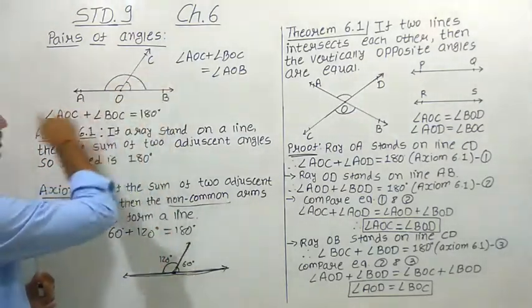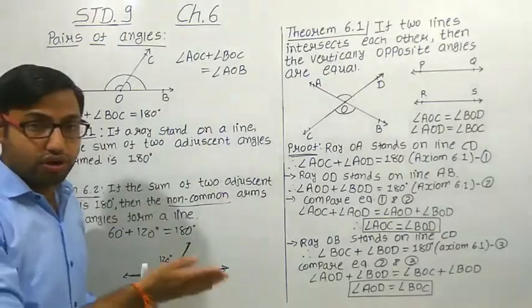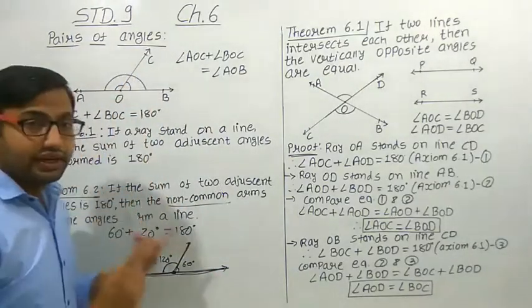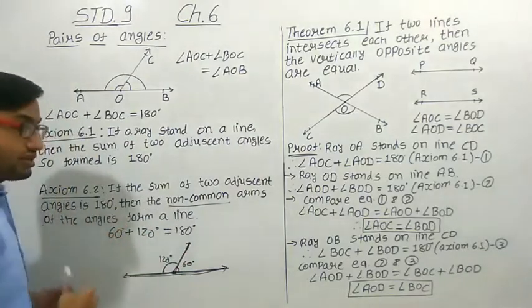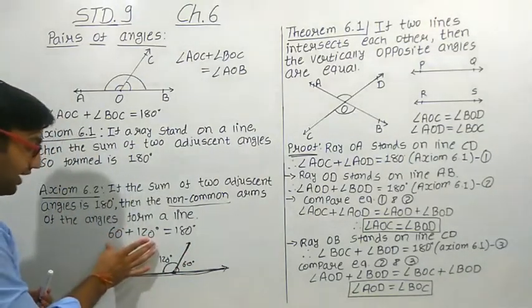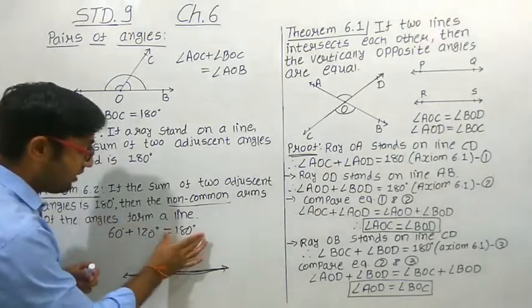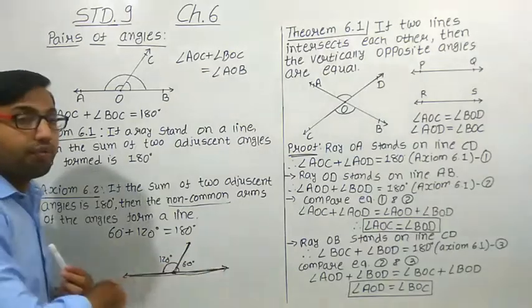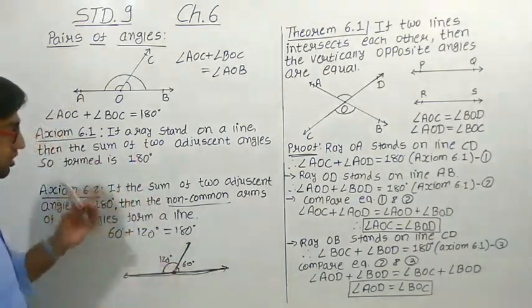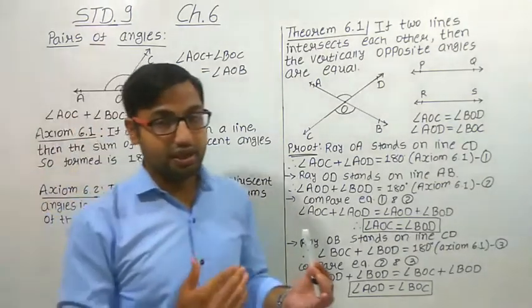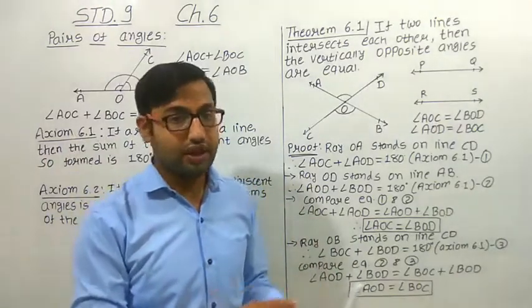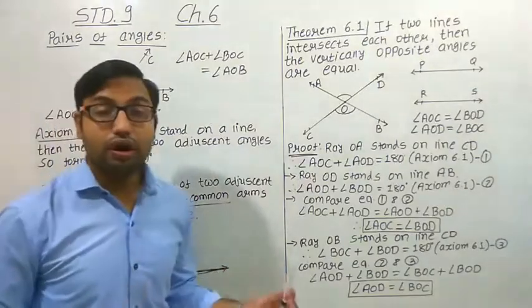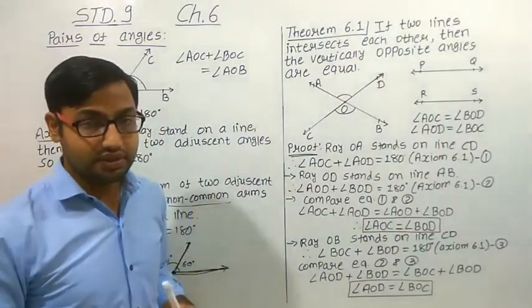So in axiom 6.1 we have given a straight line, a ray stands on it, so that the addition of both the adjacent angles must be 180 degrees. In axiom 6.2 we have given that if the addition of two adjacent angles is 180 degrees, then the non-common arms of the angles form a line. So both the axioms are saying the same thing, but in a different manner, right? So these are universal truths. We do not have to prove them. We have to accept them.